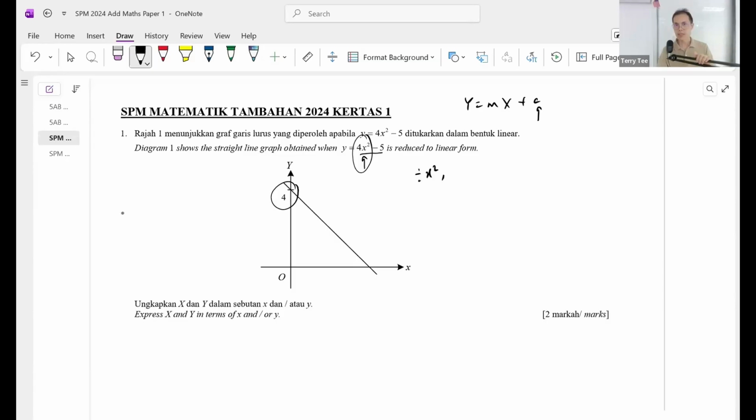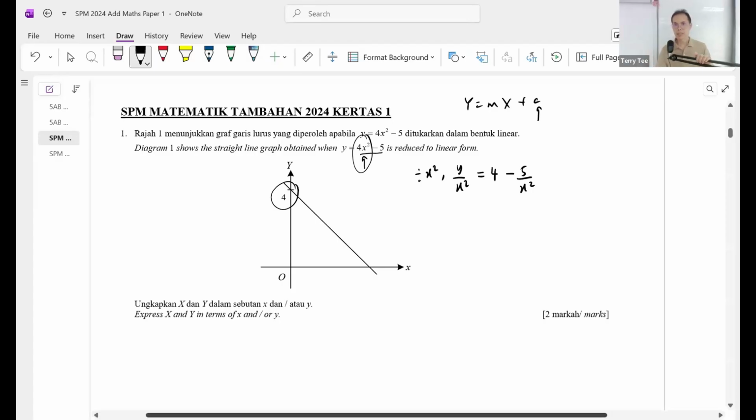Divide by x squared. You will get y over x squared equals 4 minus 5 over x squared. Your 5 also you have to divide by x squared. Now, maybe we rearrange it, as in we put negative 5 in front, split your negative 5 with 1 over x squared, and put the plus 4 at the back. Now, from here, you can see this is your big Y. This will be your gradient. This will be your big X, and this will be your c.